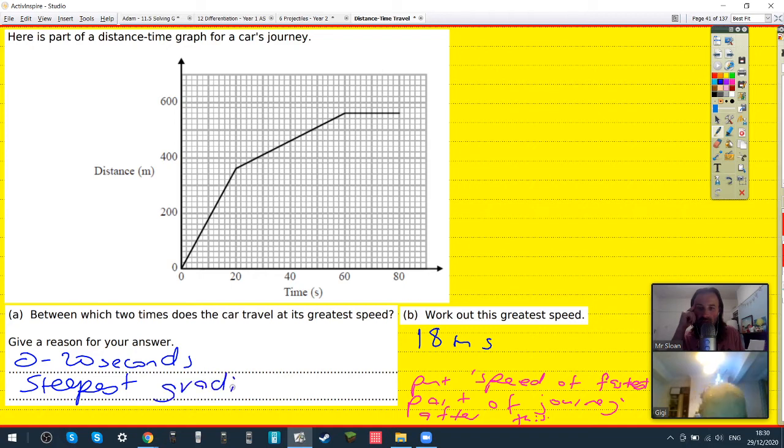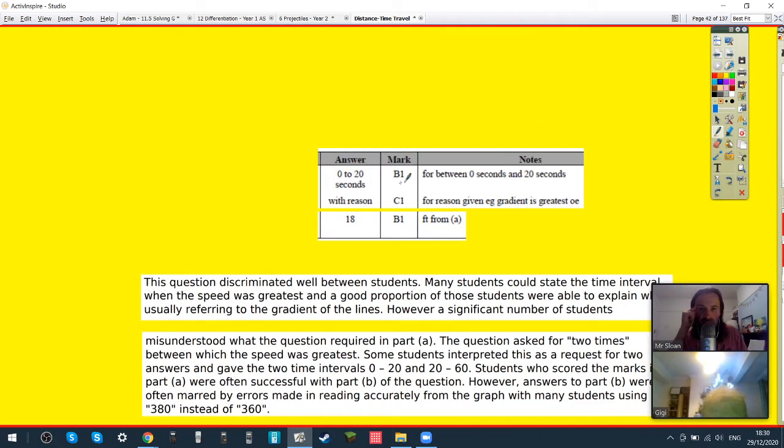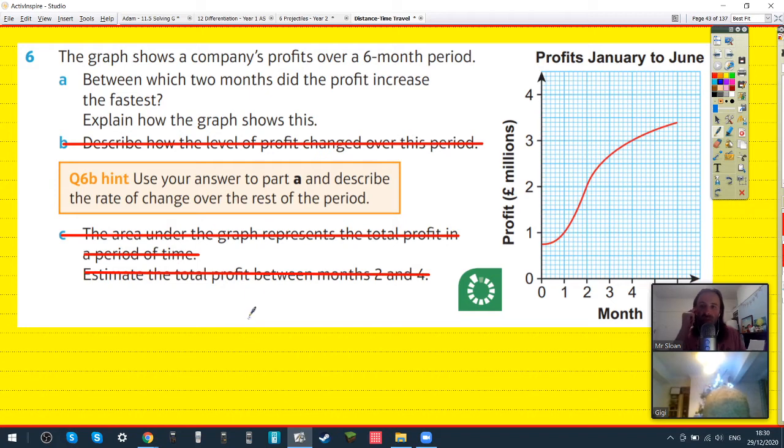Alright, so it's the steepest part. Here it's a bit more gently sloping, and then here it's not sloping at all. 0 to 20 seconds, gradient is greatest, something like that. 18. Great. Okay, how about this one?